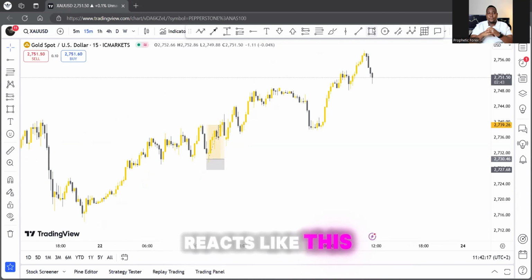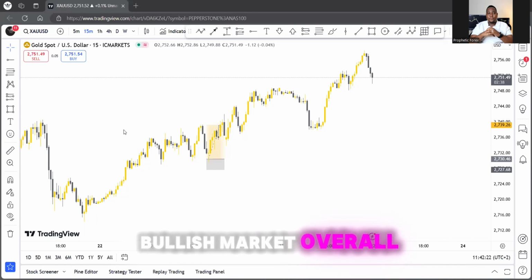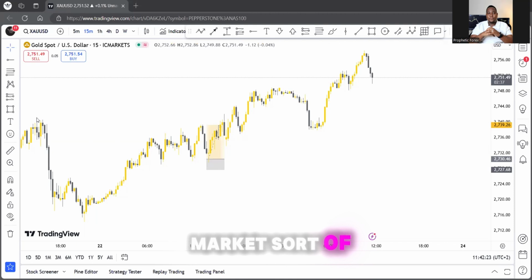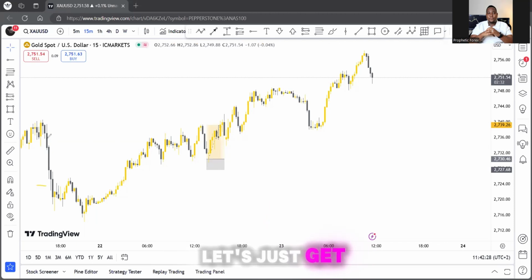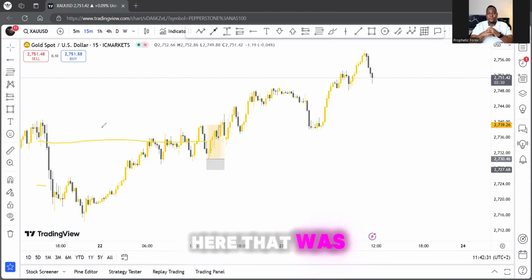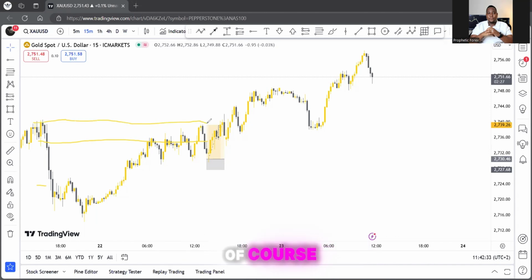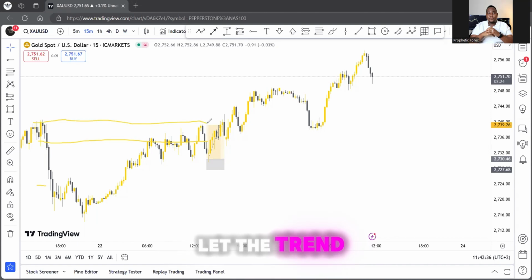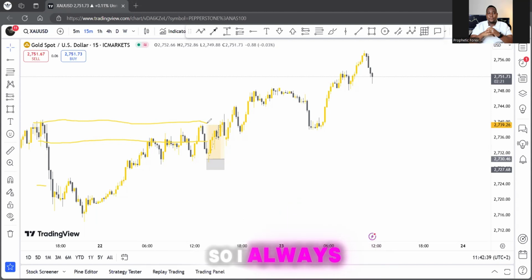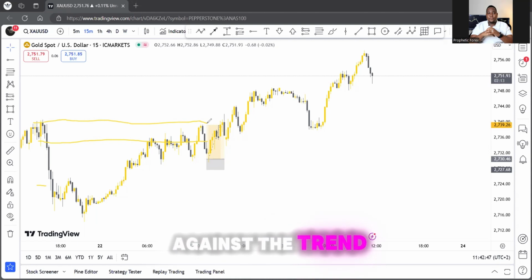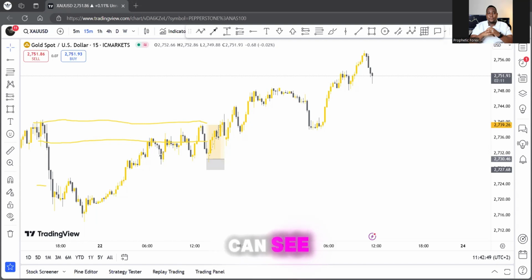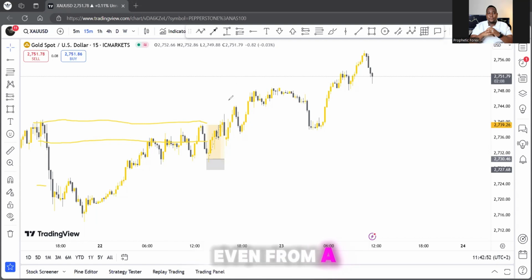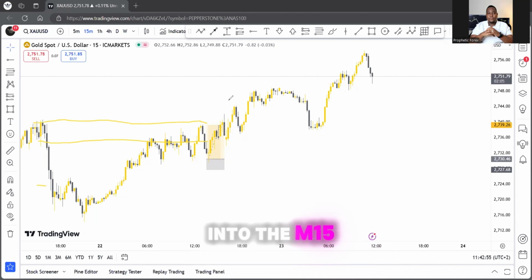Whenever the market reacts like this, let's just show you. This is a bullish market overall, right? But whenever the market sort of reacts like this to a zone, let's just get something. This zone right here that was supposed to sell the market. Of course, the number one thing that I did was to let the trend become my friend. So I always don't trade against the trend. That's one thing that I always promote on this channel, that you rather trade with the trend than against the trend. Okay, so in this case, as you can see, the market was quite bullish even from a 1H time frame, now going into the M15.